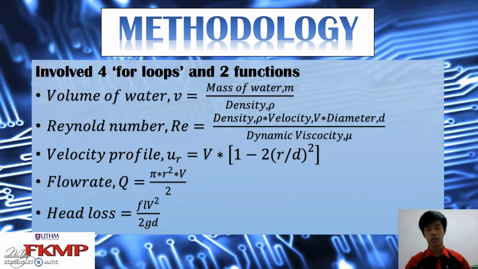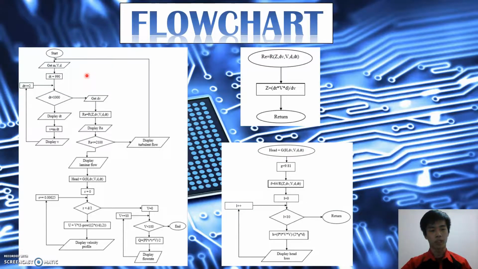So for the part of methodology, it involves for loops and two functions to calculate the volume of water, Reynolds number, velocity profile, flow rate, and heat loss. So this is related to the fluid mechanics problem. So now is the part for flowchart.